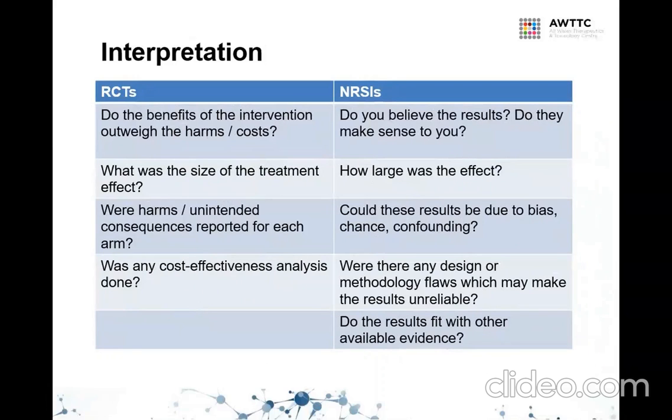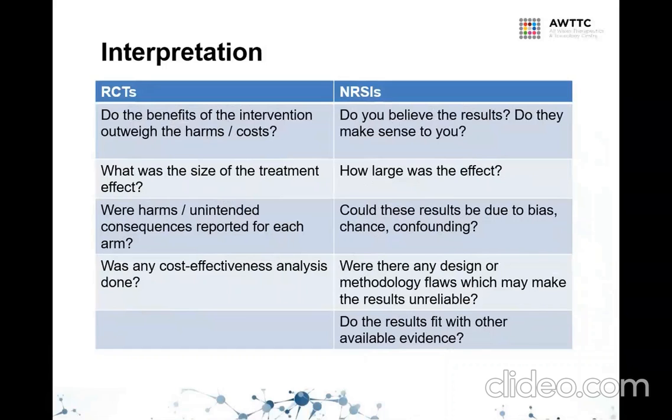So interpretation. Are there any systematic differences between the reported and the unreported findings? Are there differential reportings of outcomes or harms compared to benefits? Is there differential reporting of results between the groups? What was the size of the effects? And could these results be due to something other than the intervention of interest?